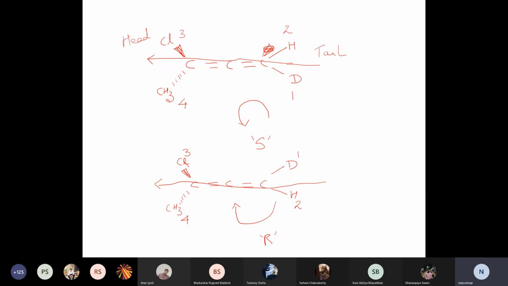Sir, I have a question. In the lab, how do we identify that the given compound is R? Is there any property? See, first we normally measure the optical activity. We have an instrument which checks the optical activity. It tells whether the compound rotates the light clockwise or anti-clockwise. So we do that.